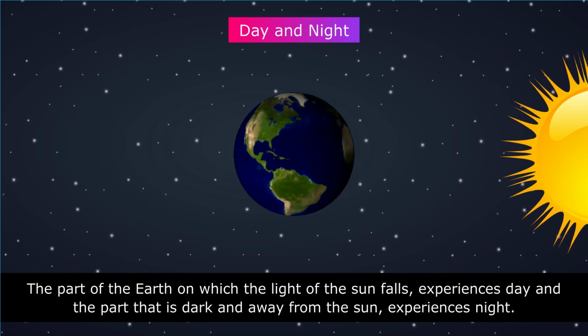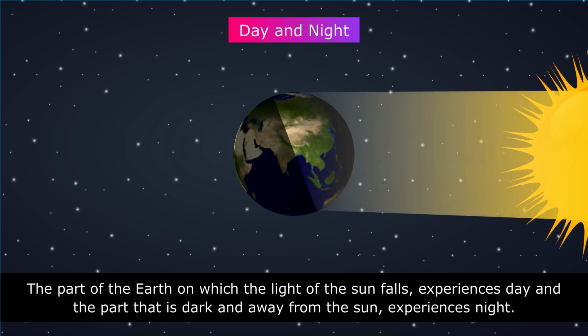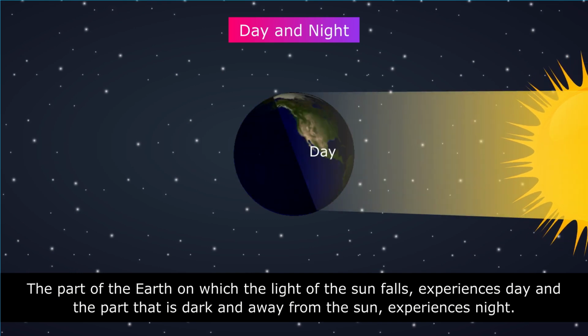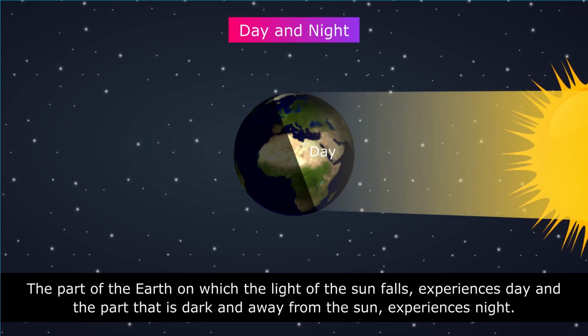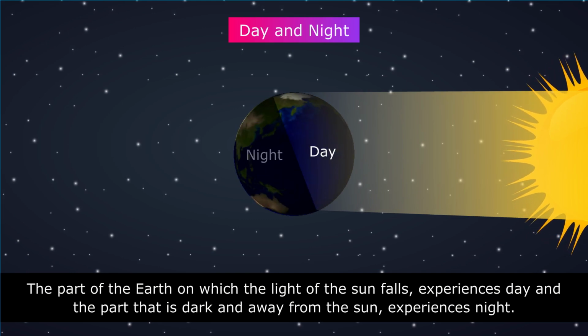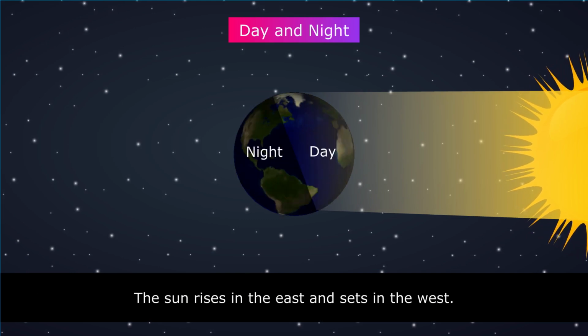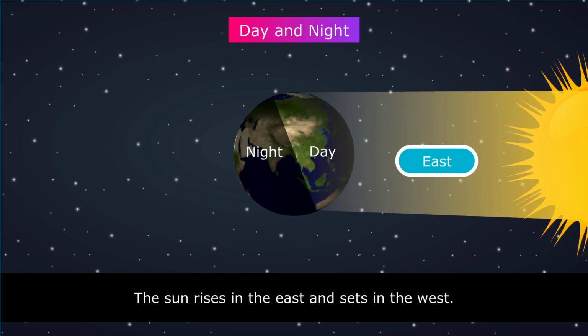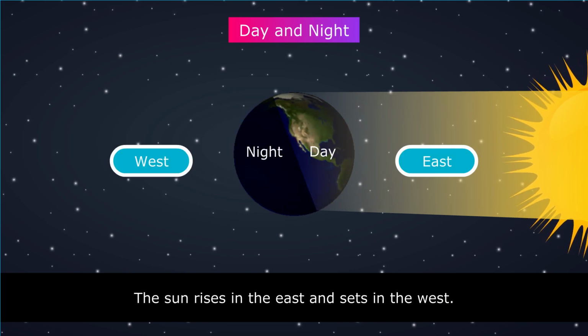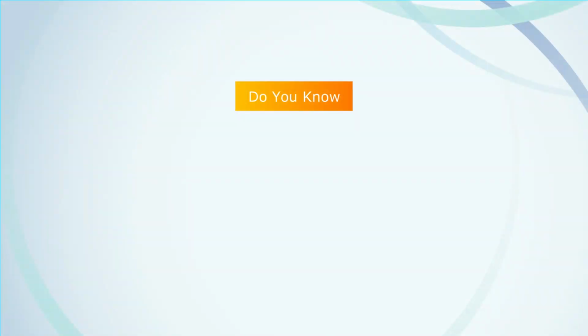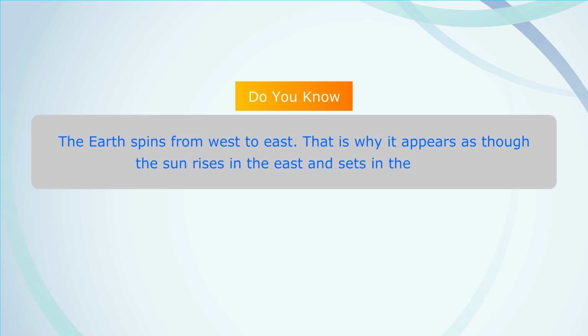Day and night. The part of the Earth on which the light of the sun falls experiences day, and the part that is dark and away from the sun experiences night. The sun rises in the east and sets in the west. Do you know? The Earth spins from west to east. That is why it appears as though the sun rises in the east and sets in the west.